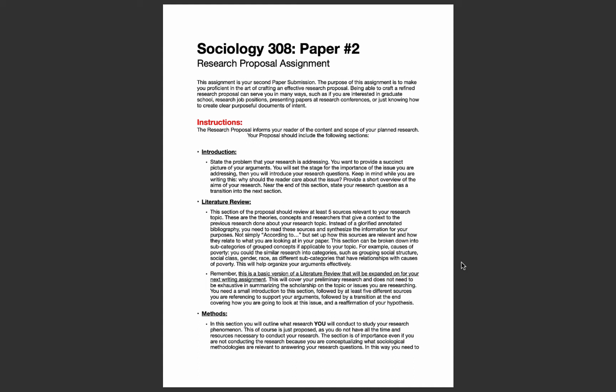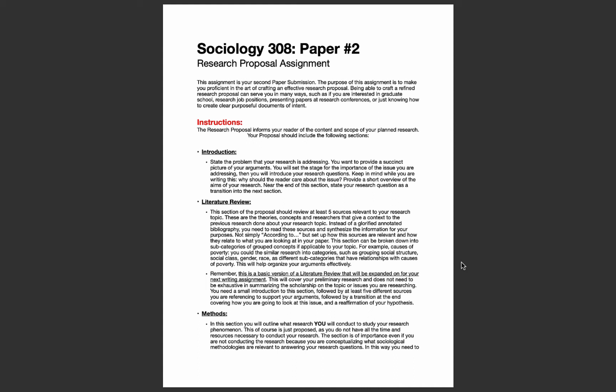So you're basically setting it up like, this is an important topic. Here's the kind of scope of it. In this paper, I want to examine the ways in which X, Y, and Z, right? Then that transitions to the literature review section. That section of the proposal should have at least 5 peer-reviewed sources, as I said before. So these are theories, concepts, and researchers that give context to the previous research done on your topic.